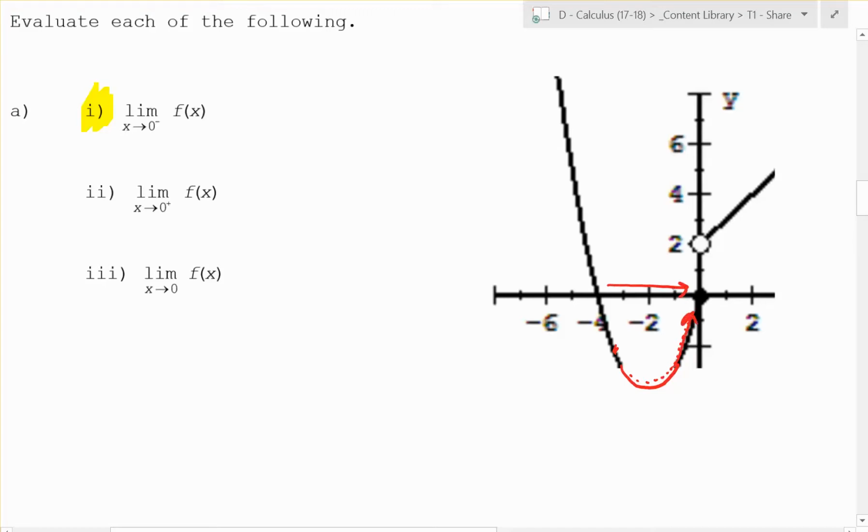The x value is going to 0 from the left. It's never actually going to get to it, but it gets infinitely close to, what does that output look like? How high does it look like that point is? And it really looks like it's going to 0.